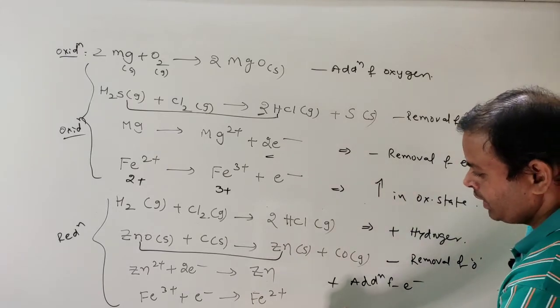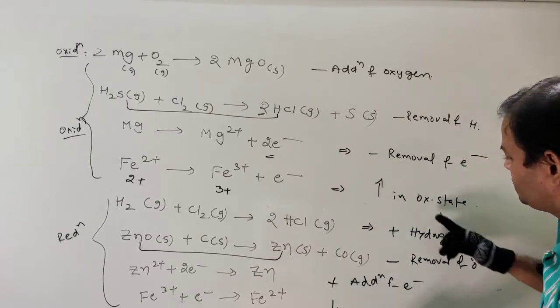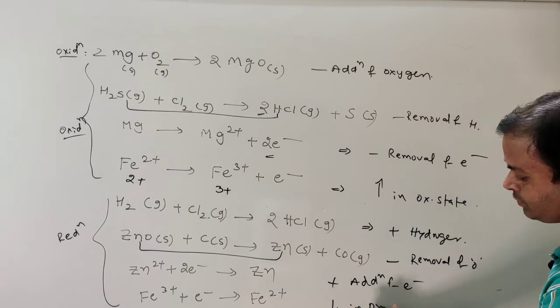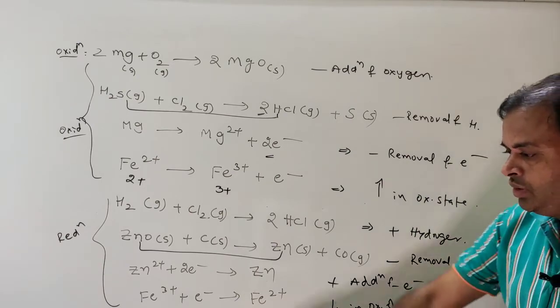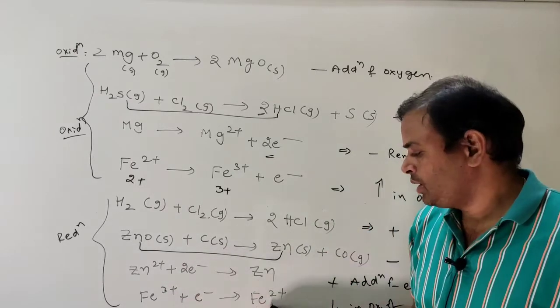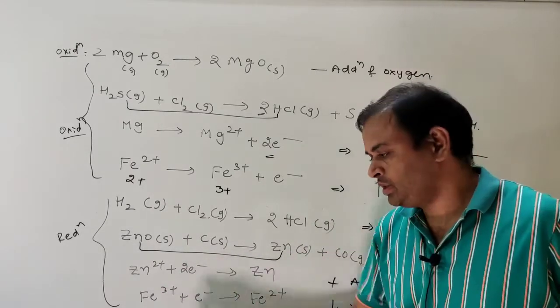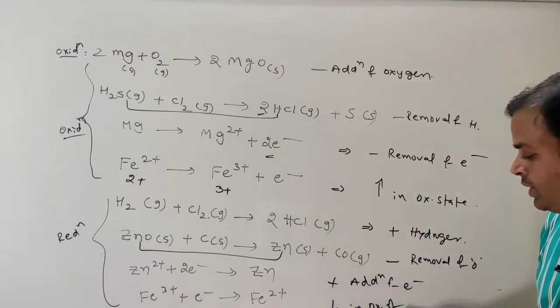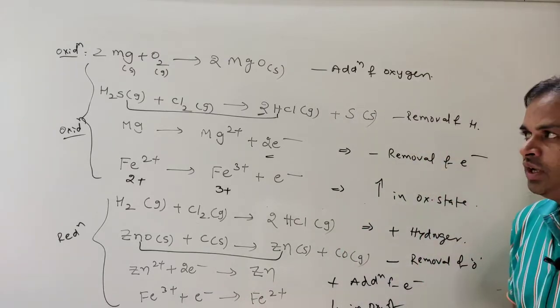And next, decrease in oxidation state. This is also a reduction. What is the oxidation state of Fe3+? It is plus 3. Here it is plus 2. Is it decreased or increased? It is decreased. That's why decrease in oxidation state is a reduction reaction.